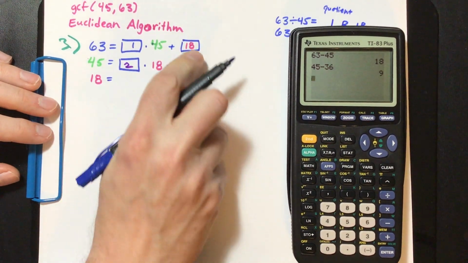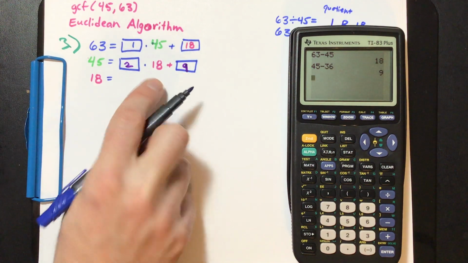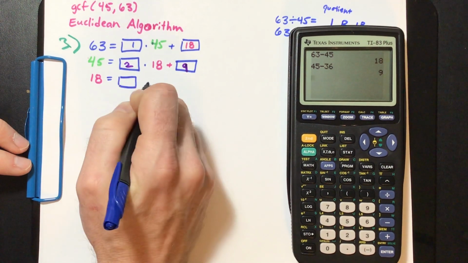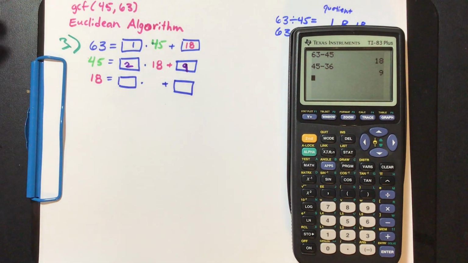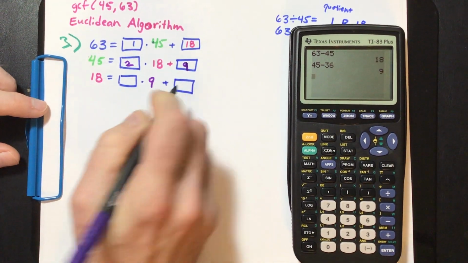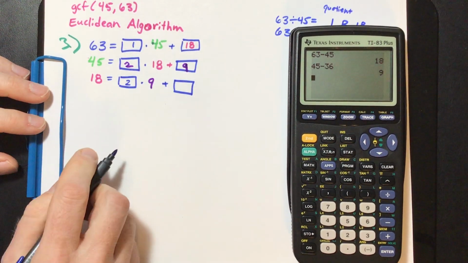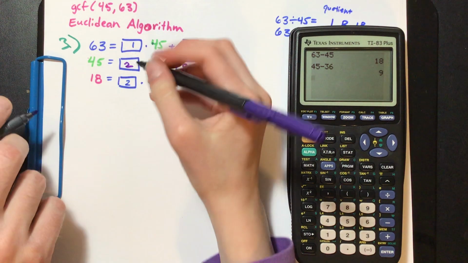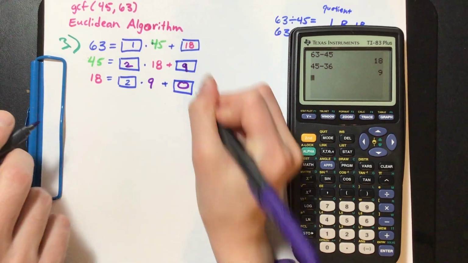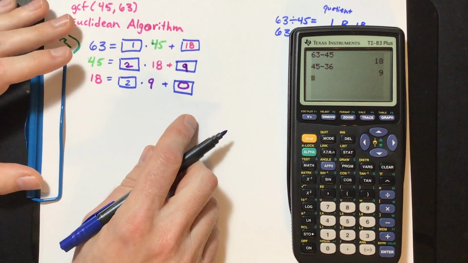Then we're going to keep this process going. Euclid says keep going. These remainders are going to keep getting smaller because the remainder always has to be smaller than the number you're dividing by. So now I'm going to divide 18 by 9, which gives you 2. And what's the remainder for that? 0. Now Euclid says when you get to 0, that means you're done with this process.